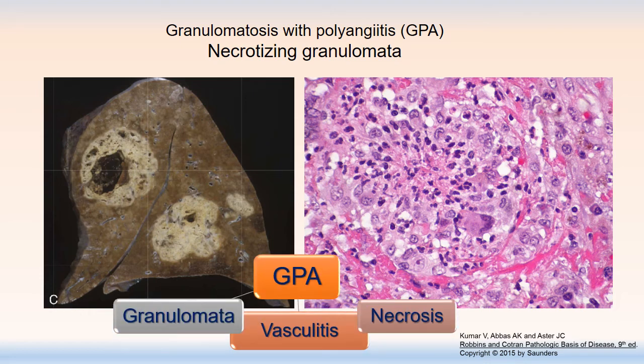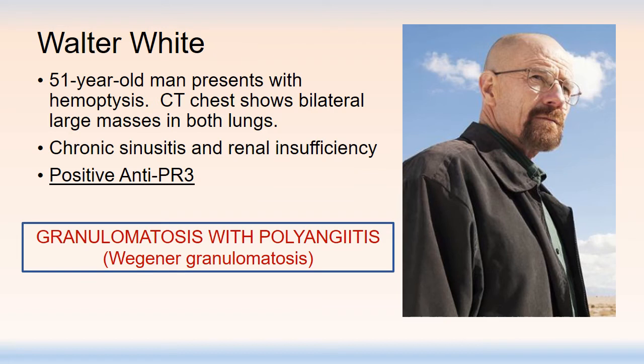Granulomata, vasculitis, and necrosis are the hallmarks of GPA. So Walter White has a diagnosis of granulomatosis with polyangiitis, which was greatly aided by the positive anti-PR3 test that we ordered.